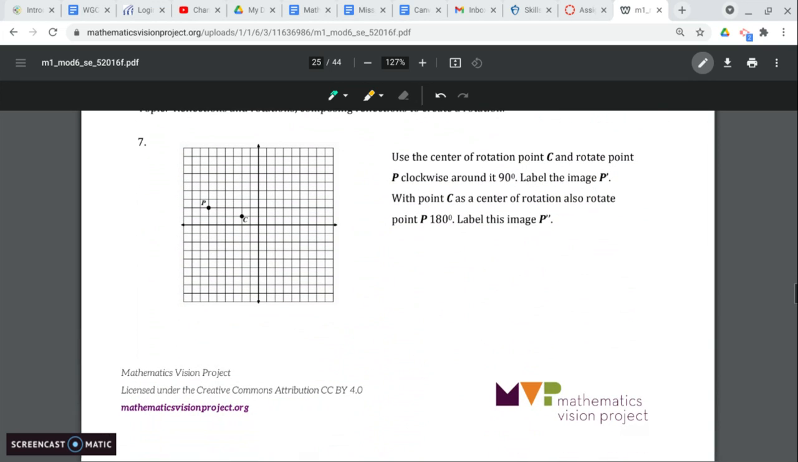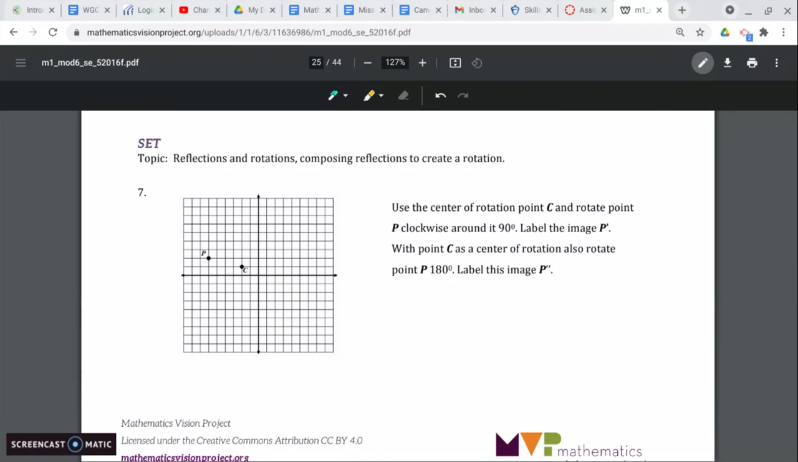All right, the next section is looking at reflections, rotations, composing reflections to create a rotation. So for this, we want to use the center of rotation C and rotate point P clockwise around it 90 degrees. Label the image P prime with point C as a center of rotation. Also, rotate point P 180 degrees. Label this image P double prime. So the one we're actually going to do first is the P double prime.